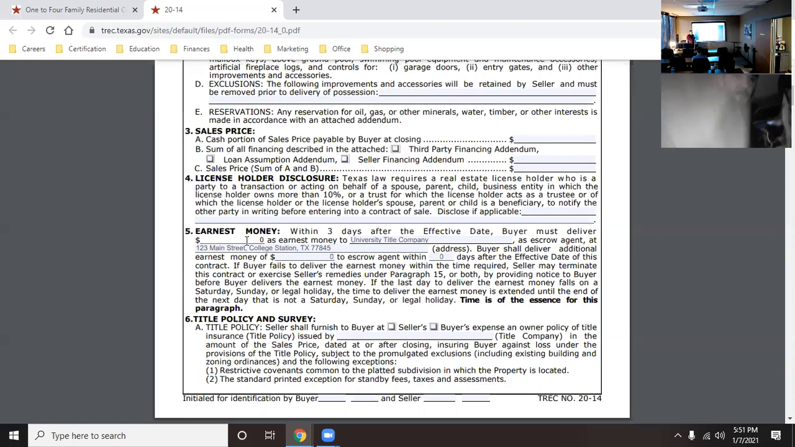Well, do you think title's going to be open on a Sunday? No. What if, next day, let's say Monday is a legal holiday? You have to have it by what time? The time to deliver the earnest money is extended to the end of the next day that is not a Saturday, Sunday, or legal holiday. So whatever time the title company's open till, 5 o'clock. You'll notice it does not say 5 o'clock here, but you've got to get it there during their operating hours.